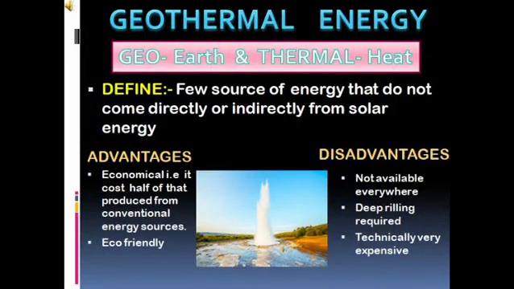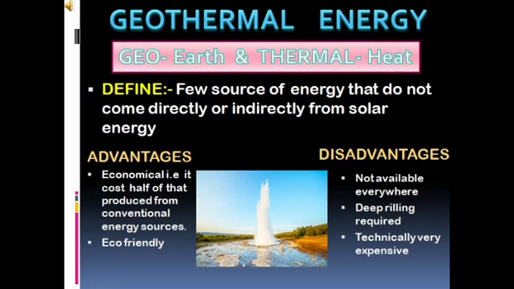last we have geothermal energy. Geo means earth and thermal means heat. So we can say the energy which we get from the earth is your geothermal energy. There are few sources of energy that do not come directly or indirectly from the solar energy. Extremely hot rocks that are present below the surface of the earth heat the underground water and it turns into steam.